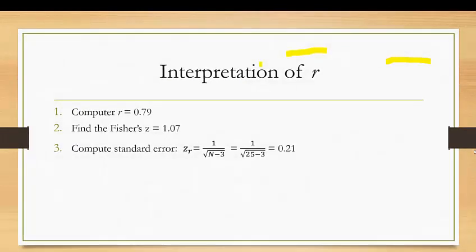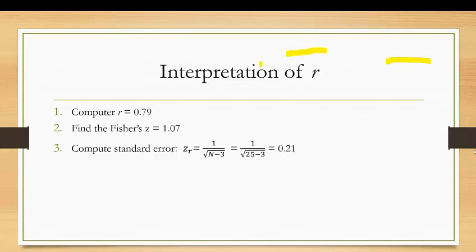And so our formula for the standard error of the correlation coefficient, or the standard error of our Fisher Z, and I know you're excited to hear the word standard error again, is z subscript r equals 1 divided by the square root of n minus 3. Here our n is 25, so it becomes 1 divided by the square root of 25 minus 3, or 22. 1 divided by the square root of 22 is 0.21.